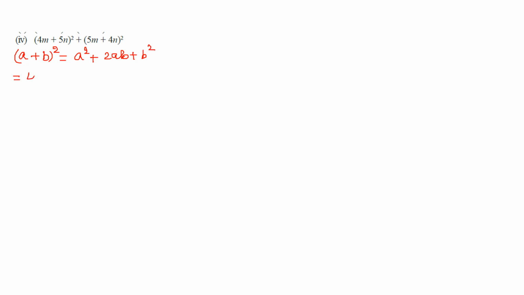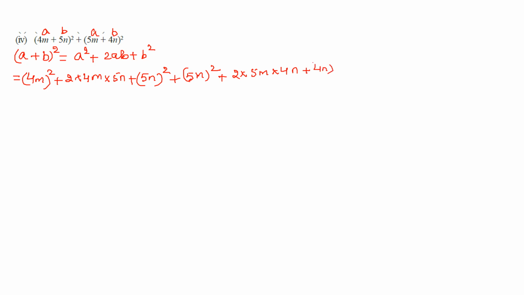Now a square means here I will write (4m) whole square, isn't it? This is my a, this is my b, plus 2 into a into b means 4m into 5n, plus (5n) whole square. Now same way for the second expression also I am going to use (a plus b) whole square, but here my a will be 5m and b will be 4n. So a square will be (5m) whole square plus 2 into 5m into 4n plus (4n) whole square.